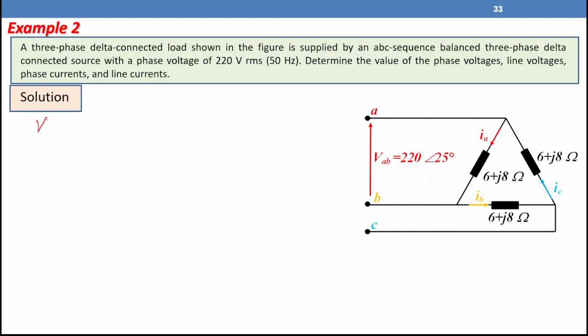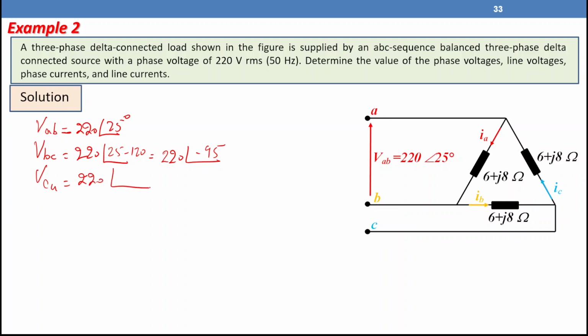So VAB equals 220 angle 25. VBC will be 220 angle 25 minus 120, so that one will be 220 angle minus 95. And VCA will be 220 angle 25 plus 120, which equals 220 angle 145. Someone said: can I write that one as minus 240? Yes, no problem at all. Phase voltage equals line voltage in delta connection.